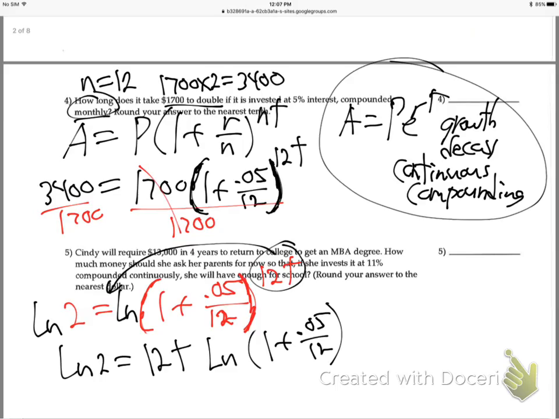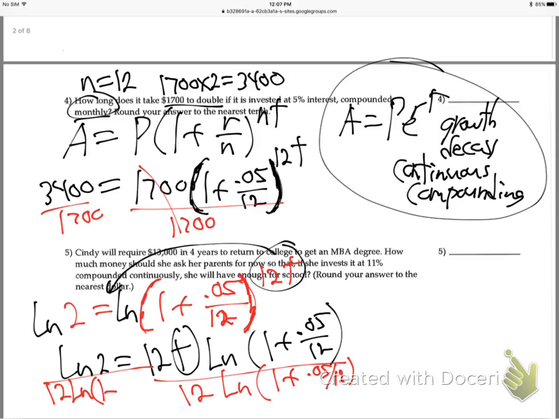T is saying, I want to be alone. Here I am, I want to be alone. So what are we going to do? Just divide. Now just divide both sides by 12 ln of 1 plus 0.05 over 12. And t is alone.